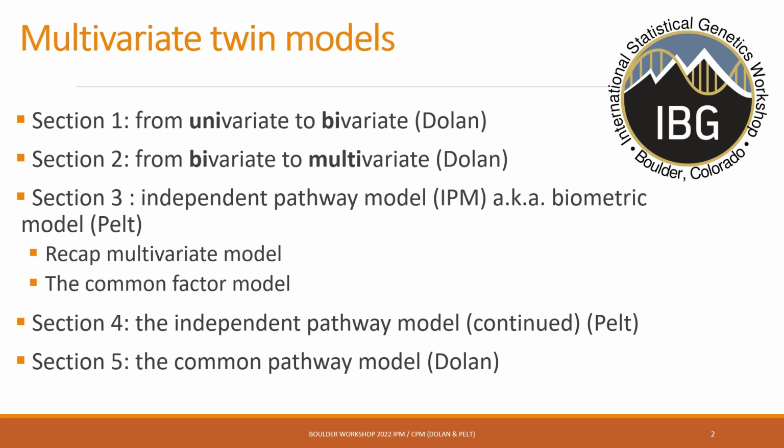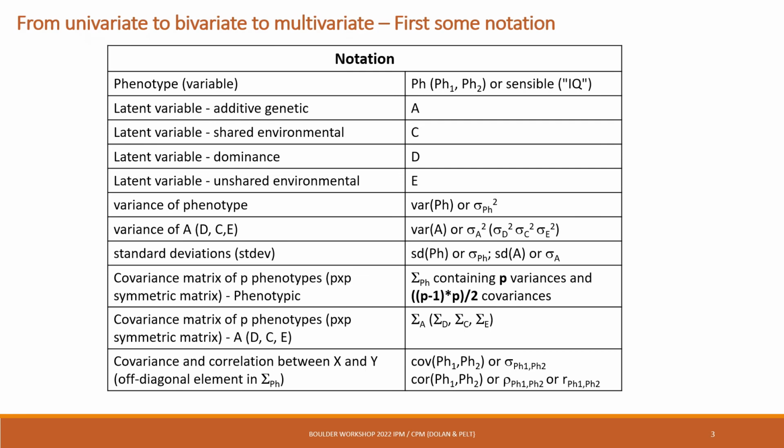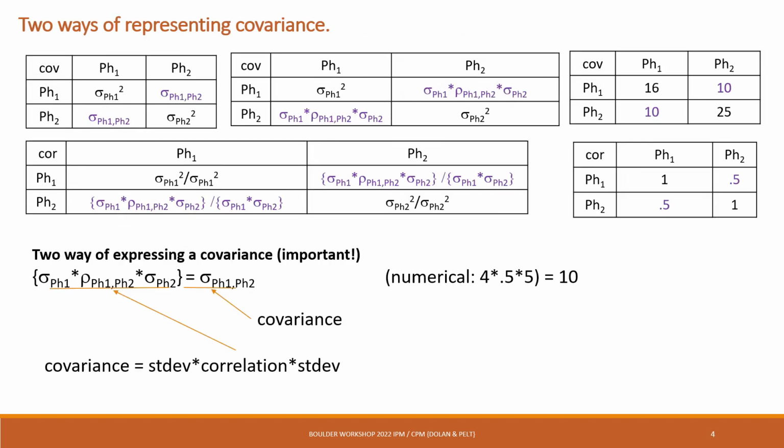So before we start with the step from univariate to bivariate, I have 2 preliminary slides. This is just an overview of the notation that we use in these 5 lectures. So you could stop this show now and take this in. And the second preliminary slide concerns 2 ways of representing a covariance. I'll be using both, so I thought I'd devote a little bit of time to this just to make sure it's clear.